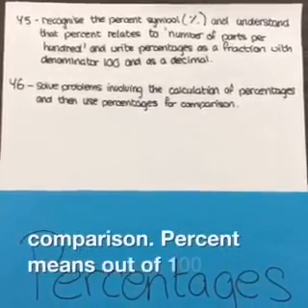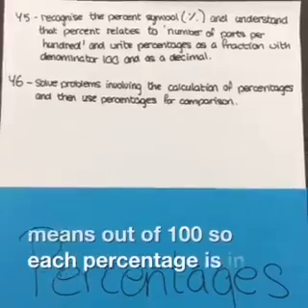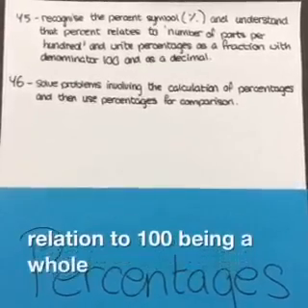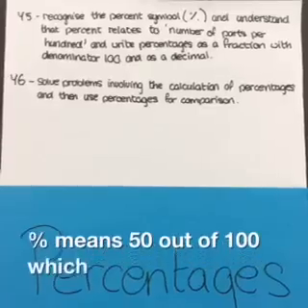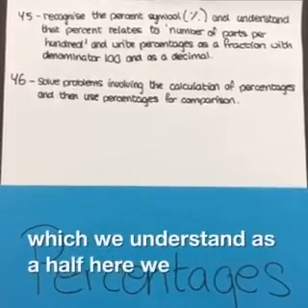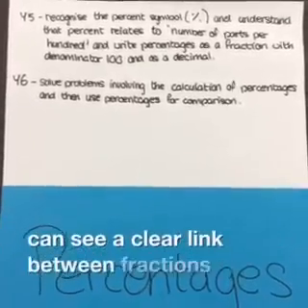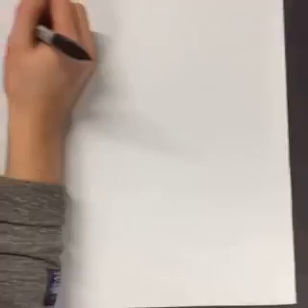Percent means out of 100, so each percentage is in relation to 100 being a whole. For example, 50% means 50 out of 100, which we understand as a half. Here we can see a clear link between fractions, percentage and decimals.